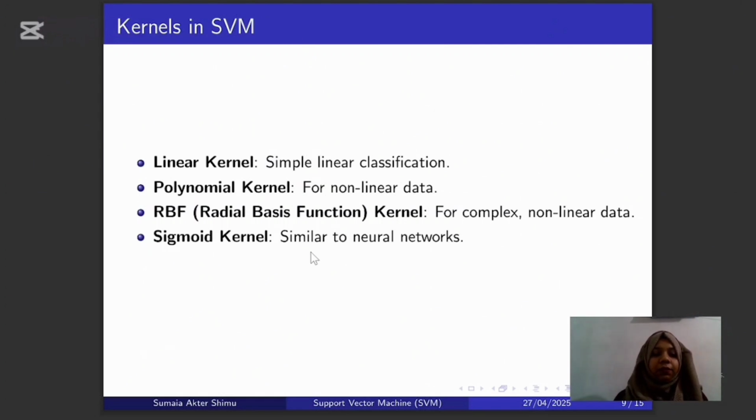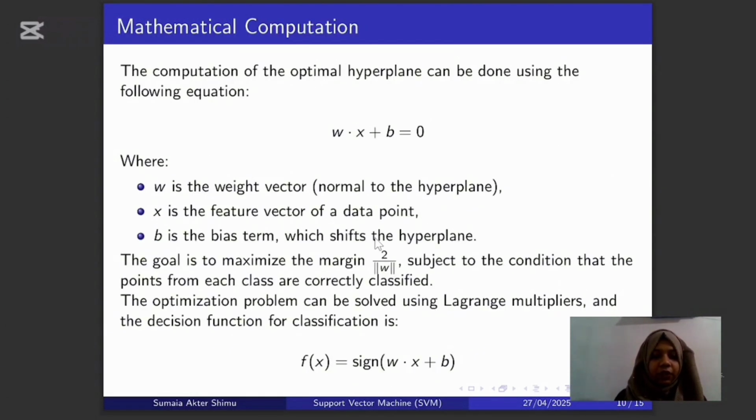SVM supports these types of kernels: linear kernel, polynomial kernel, RBF kernel, also known as radial basis function, and sigmoid kernel. Polynomial kernel and RBF kernel are used for non-linear data points, and linear kernel is used for linear classification. And sigmoid kernel is similar to the activation function in a neural network.